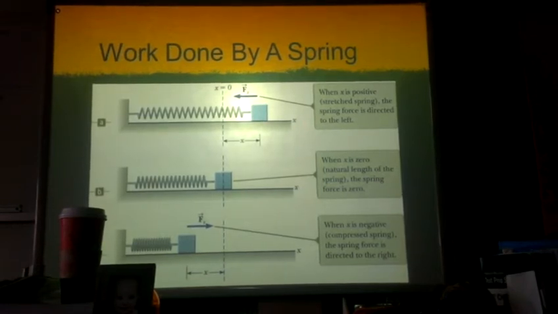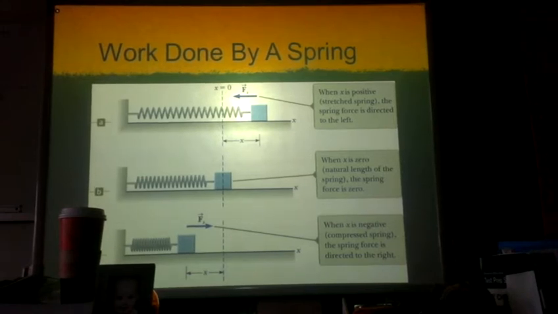So when x is positive, I see that the spring force is going to be in the opposite direction. It's trying to pull it back towards its equilibrium position. We will call this the restoring force. So this force, the spring force, is also called the restoring force. It doesn't want to be out of its equilibrium position. So I stretch it out, x is positive, spring force is going to be in the opposite direction.